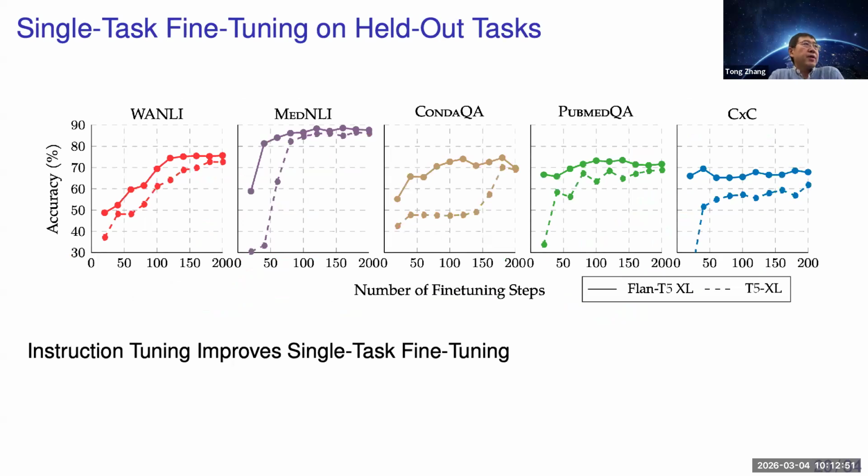Next, single-task fine-tuning on held out. Basically, they try to understand whether you fine-tuned or not fine-tuned, and whether that matters. This one can be considered as pre-trained. This Flan is really instruction tuned. As you can see, instruction tuned is a better starting point. They better understand your instruction.